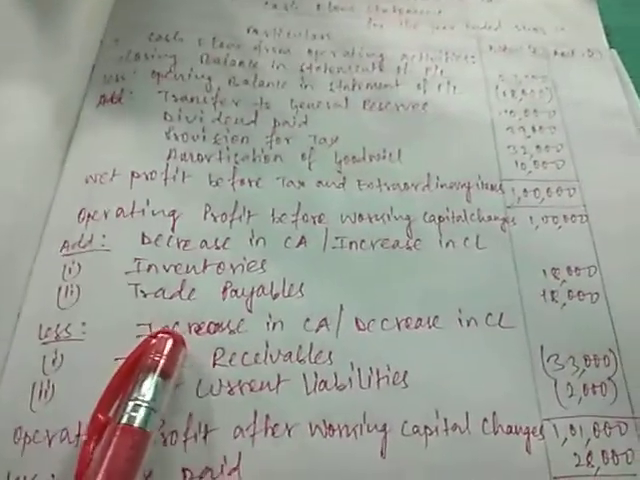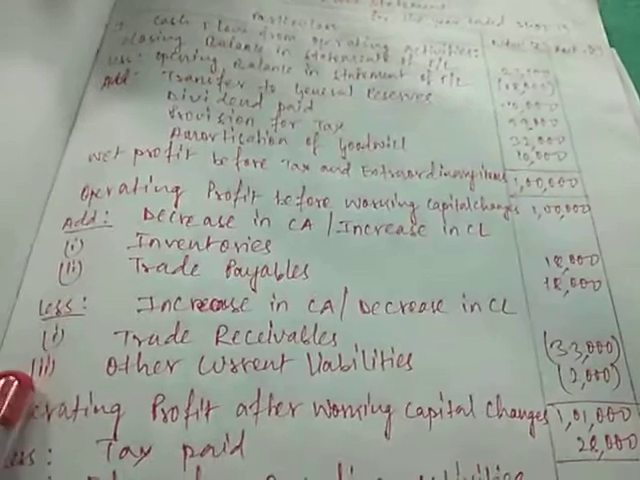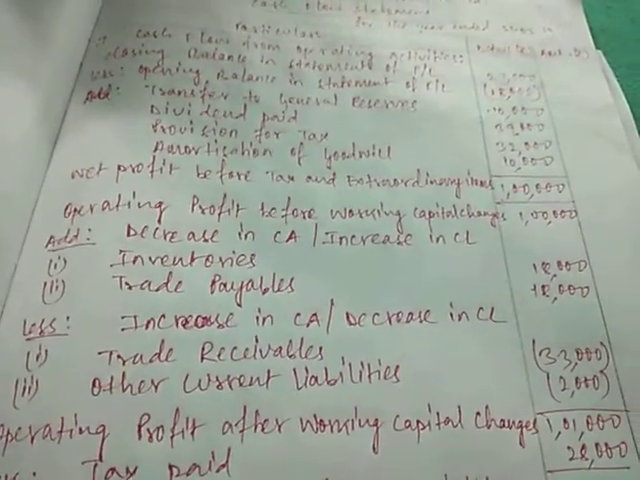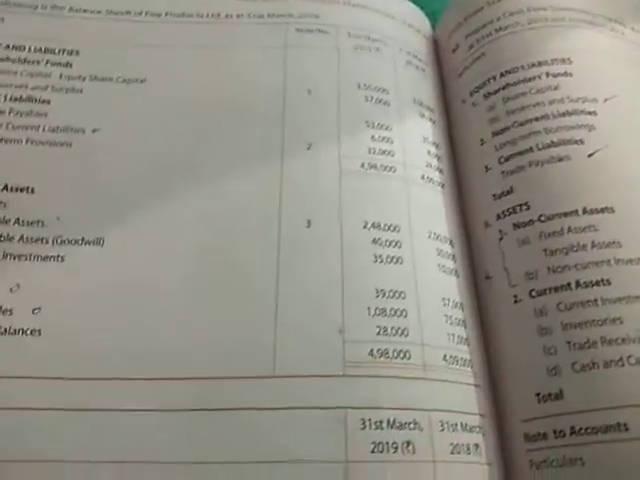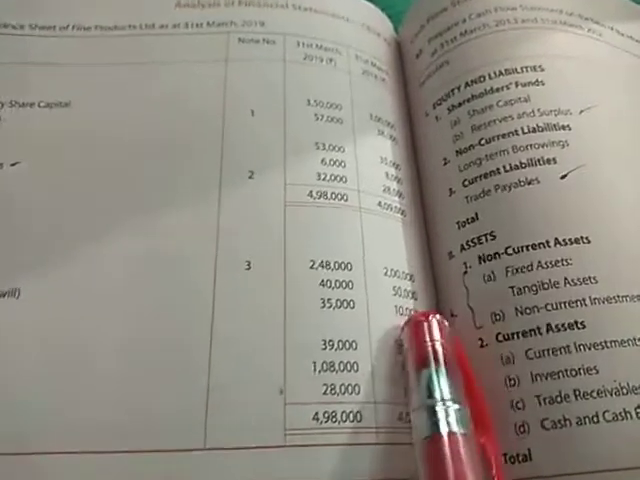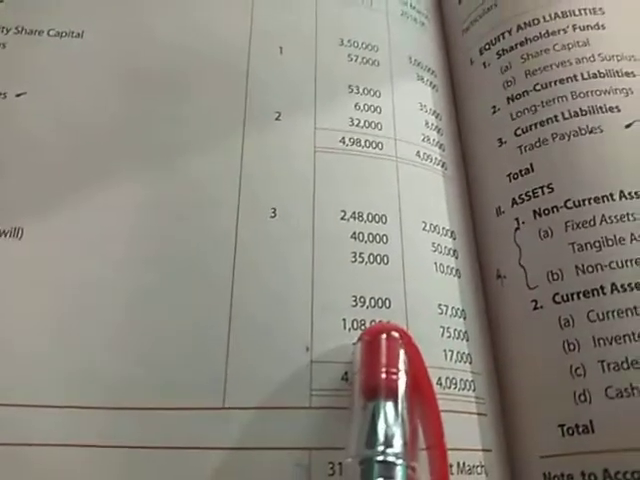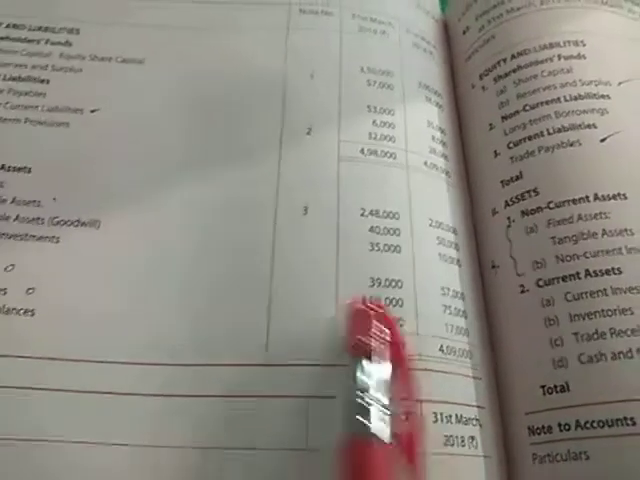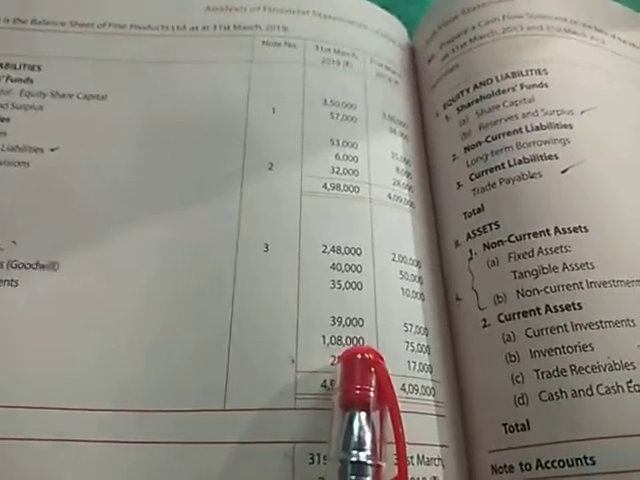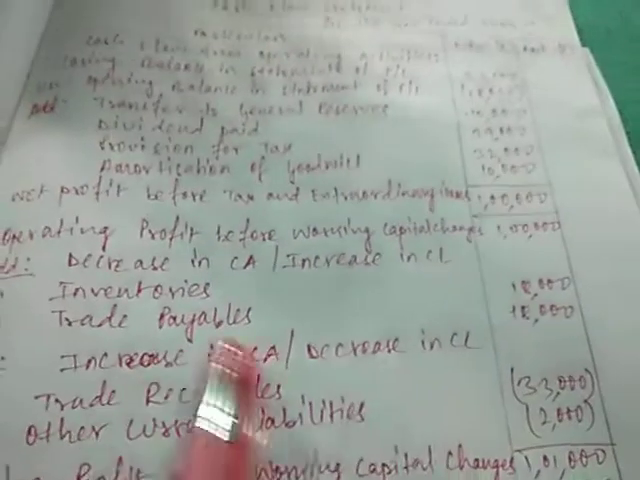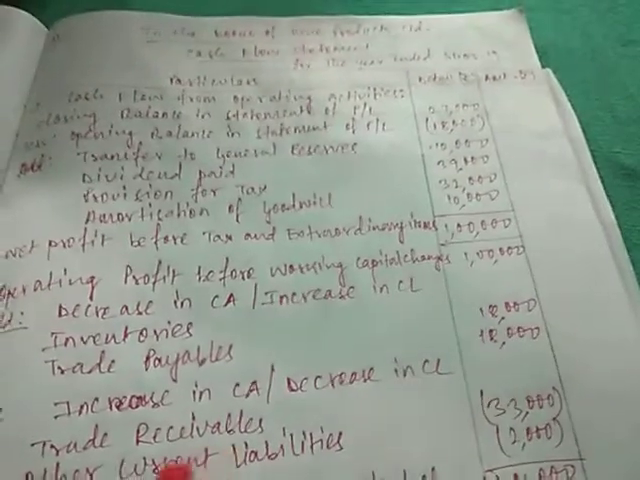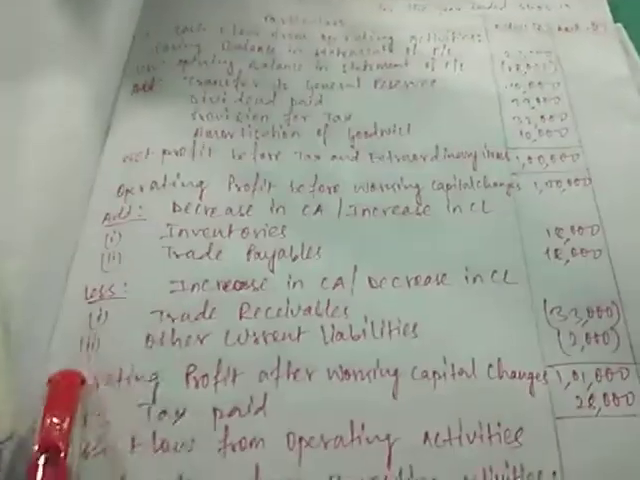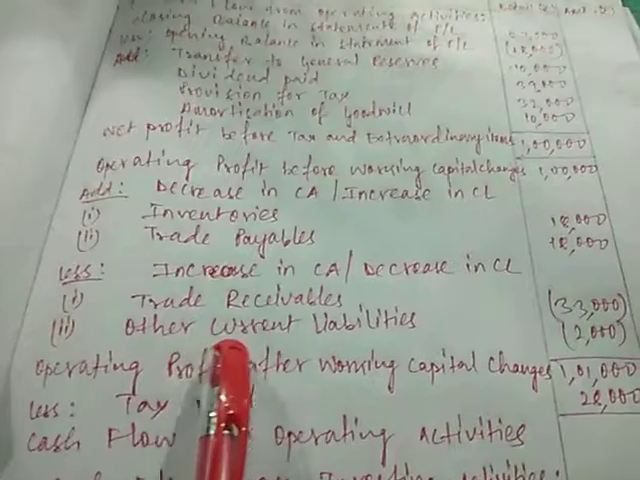Next is increase in current asset or decrease in current liabilities. Increase in current asset, that is trade receivable. Let us see whether the trade receivables have increased. Trade receivables are given here. Trade receivables from 75,000 to 1,08,000, there have been an increase of 33,000. So 33,000 have been subtracted, or it is written in negative. Trade receivable 33,000. Also there is a decrease in current liability, that is other current liabilities.